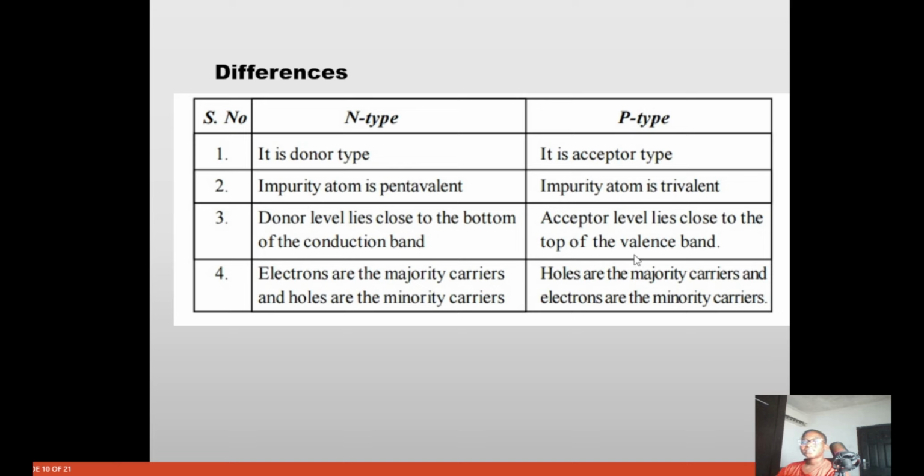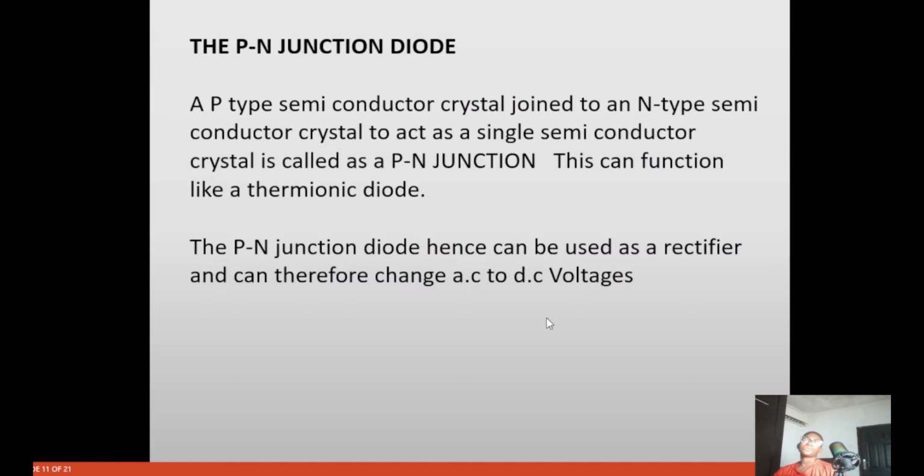The acceptor level lies close to the top of the valence band. And these are the differences between n-type and p-type semiconductors. The p-n junction diode: a p-type semiconductor crystal joined to an n-type.